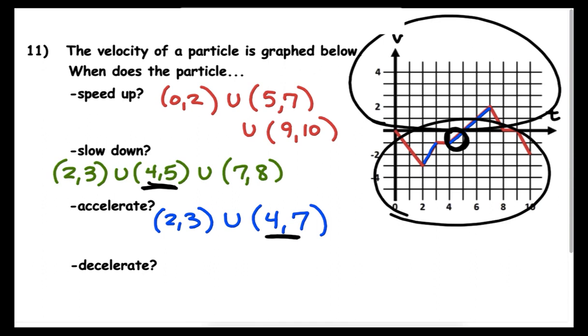All right, so when does this decelerate? Well, it decelerates when the slope is negative. That's going to be between 0 and 2, 7 and 8, and 9 and 10.